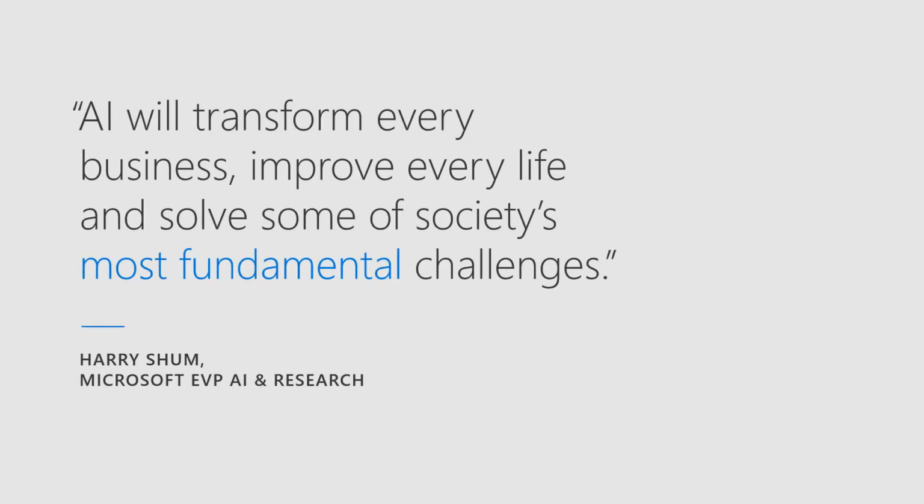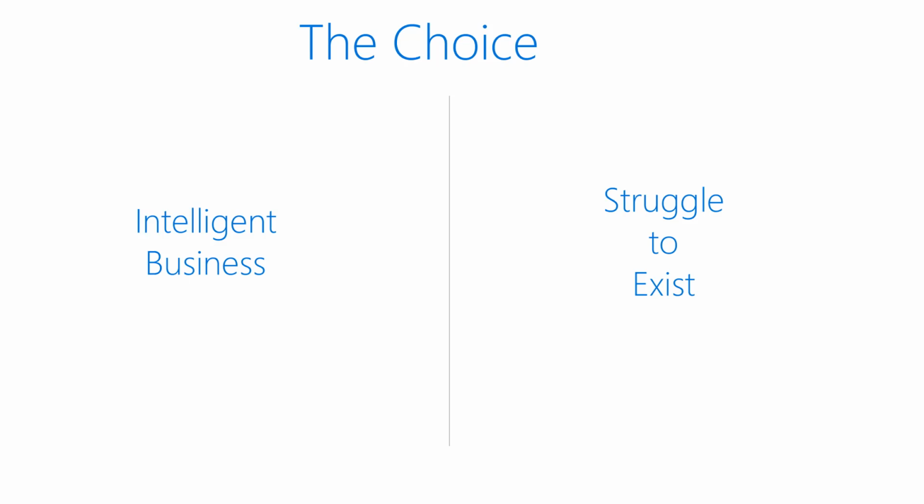Now, I like to start with this quote from Harry Shum pretty much every time. And the important bits are really brought to the surface here. AI will transform every business, improve every life, and solve some of society's most fundamental challenges. The important piece, from a partner perspective and from a take-it-to-the-market perspective, is that AI will improve every business. What that really means is that ultimately, from a business perspective, now this could be your business as a partner, this could be a customer's business, everyone will have a choice. And the choices are really quite clear. You move your business to an intelligent business, or essentially you struggle to exist.